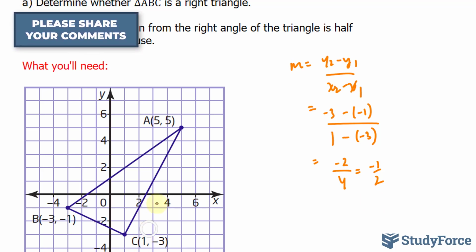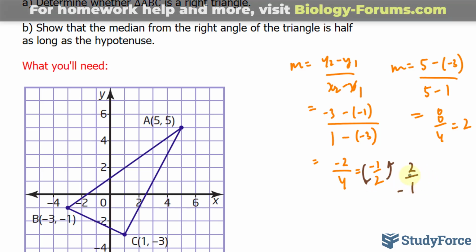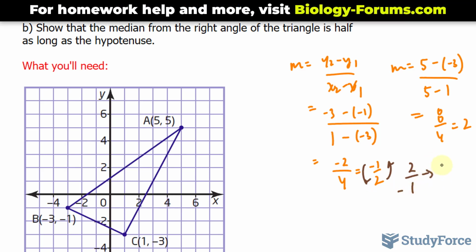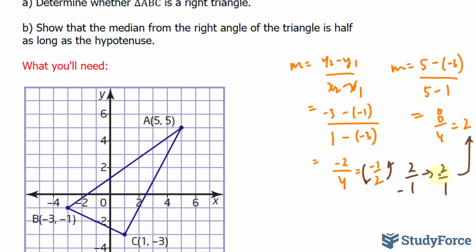Now I'm going to find the slope of CA. My y2 this time is 5 minus negative 3. That's positive 8. And x2 is 5 minus 1, 4. So we have 8 over 4 is equal to positive 2. Now taking the negative reciprocal of negative 1 over 2 means we flip this, becomes 2 over negative 1, and remember we switch the sign, so it becomes 2 over 1, which is equal to 2. Therefore, this is a right triangle.